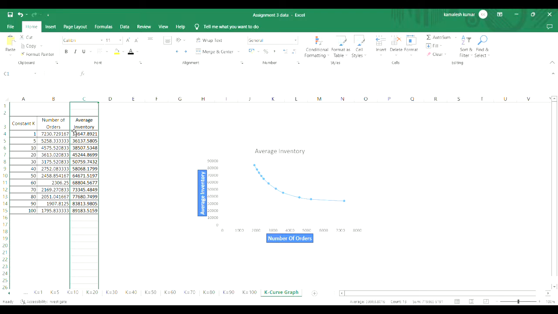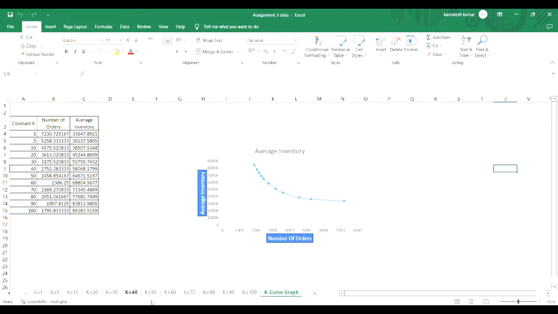Okay, so the most important thing is that as the number of orders decreases, the average inventory increases. So these two are inversely proportional. And here are the k values. K value ranges from 1, 5, 10 till 100. So this is how we will be obtaining the value of k, and this is the graph.